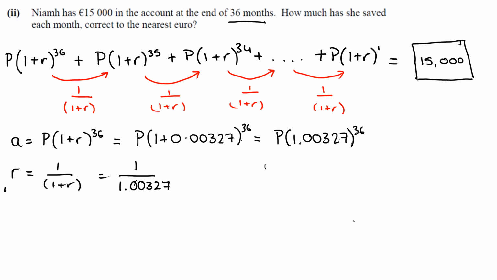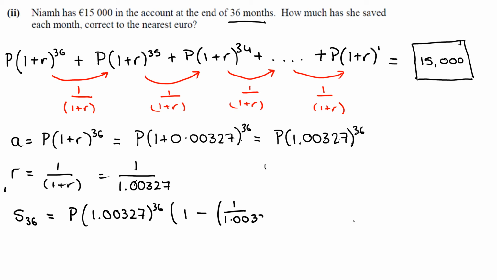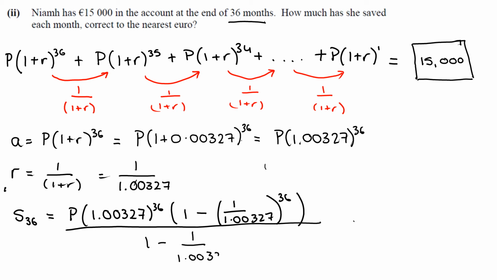So the formula we're going to have is S36, so it's Sn, is equal to a, which is P times 1.00327 to the power of 36, times 1 minus r, 1 over 1.00327 to the power of n, which is 36, all over 1 minus 1 over 1.00327, and that whole thing should work out to be 15,000 when you add all those together.